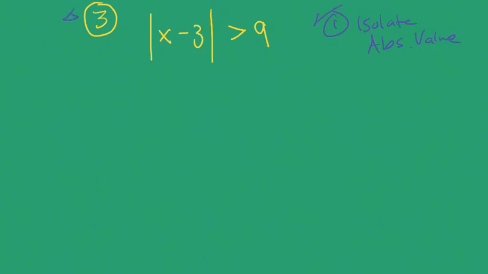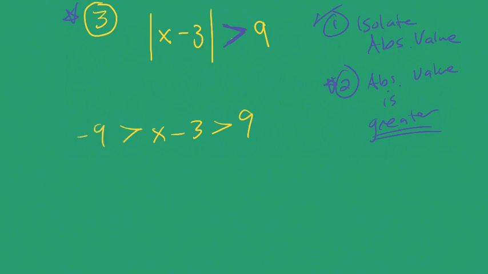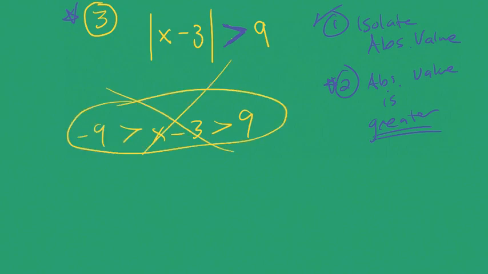And one thing I want to note about this one is that the absolute value is greater. So in this case, that mouth is open up towards the absolute value. And that means on most problems we'll do the x minus 3 like this, but in this case you're not going to do that because it's greater. So for the greater, we're going to do x minus 3 is greater than 9, and then or, so we're going to have two separate inequalities.